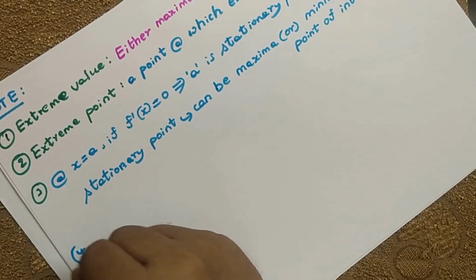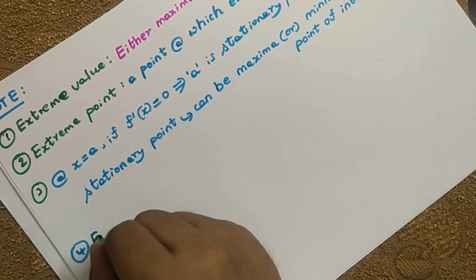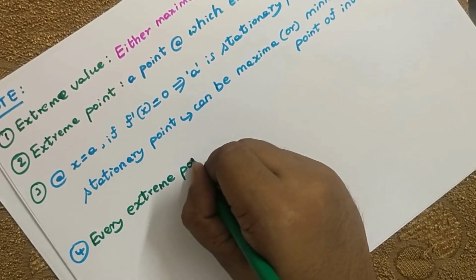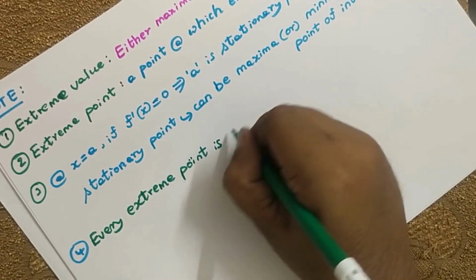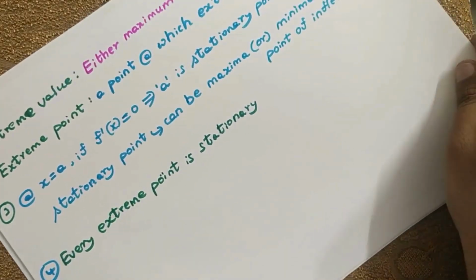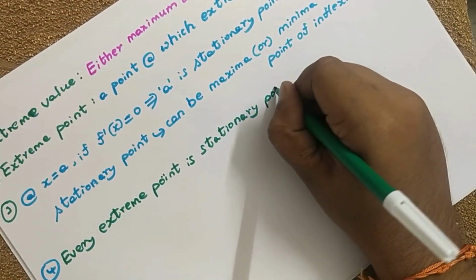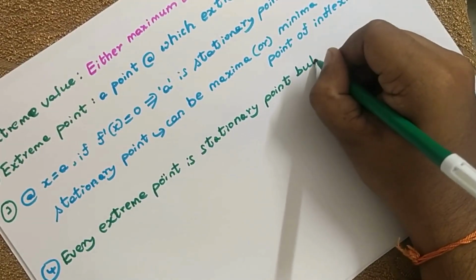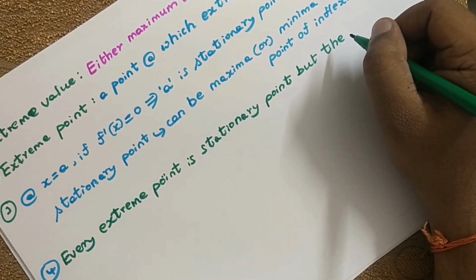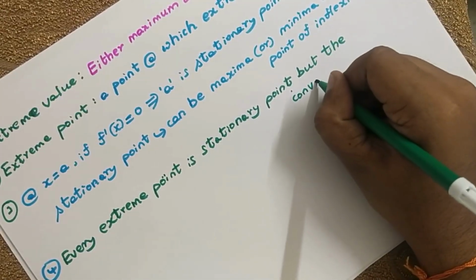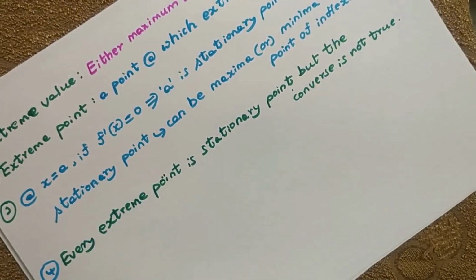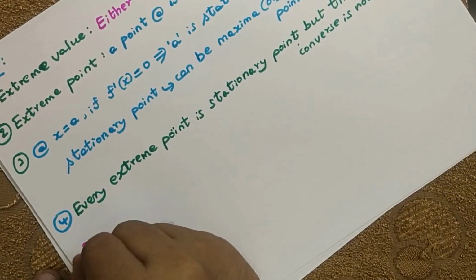So let's see another one. Every extreme point and every maxima point or minima point is for sure a stationary point. అంటే ఆ పాయింట్ దగ్గర మనం f dash of x find out చేస్తే it will be 0, is for sure a stationary point. But the converse is not true. అంటే every stationary point may or may not be extreme point అవ్వచ్చు అవ్వకపోవచ్చు, but the converse is not true. Okay.